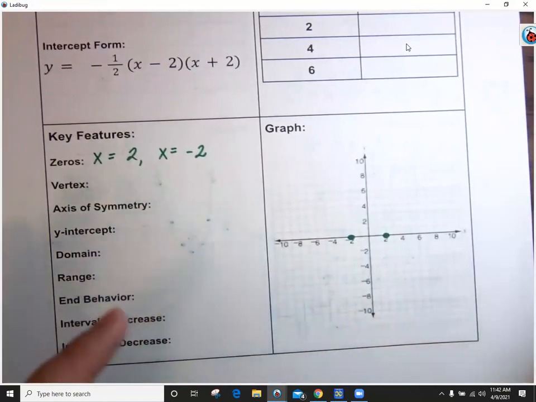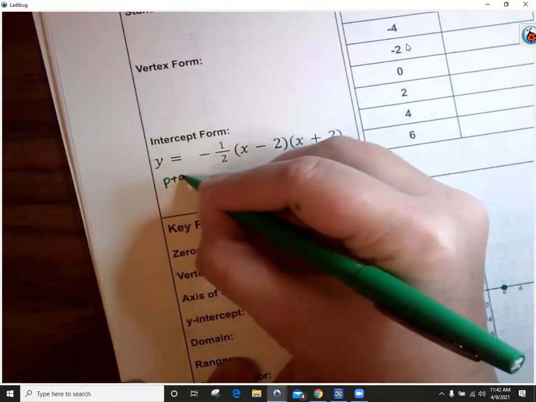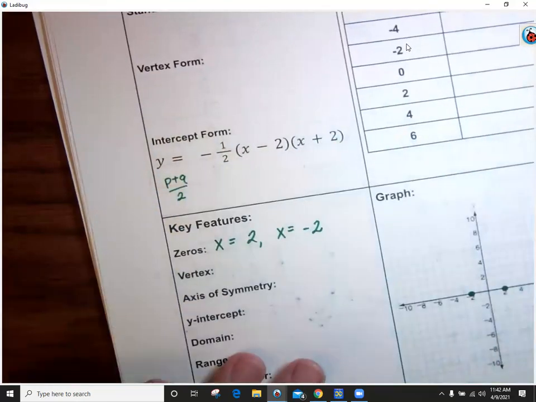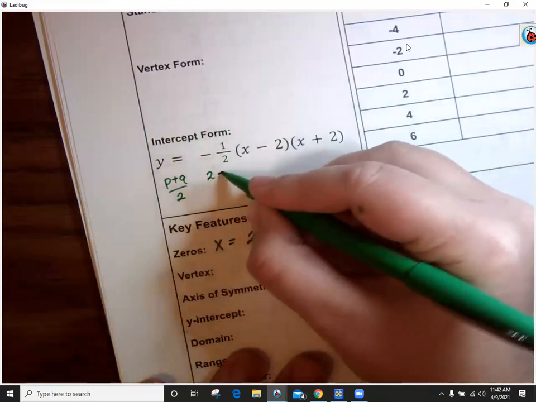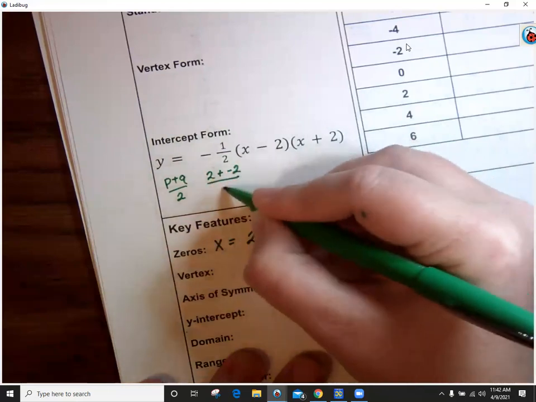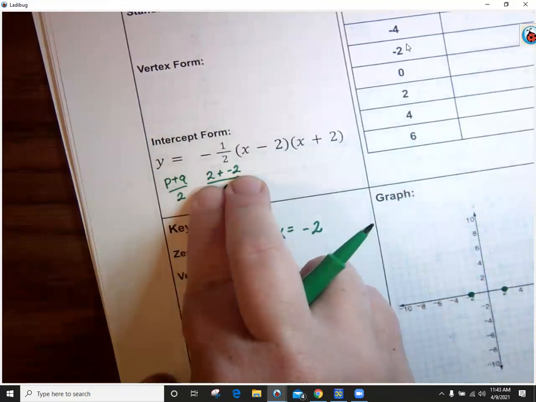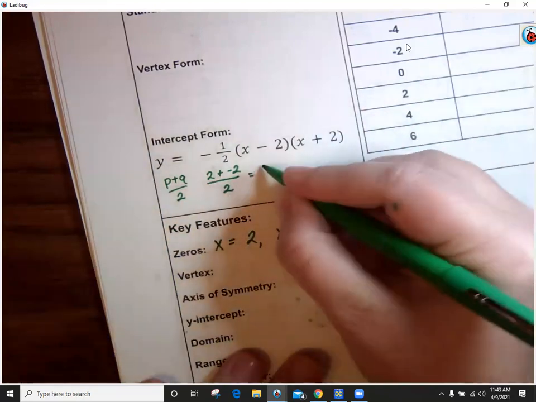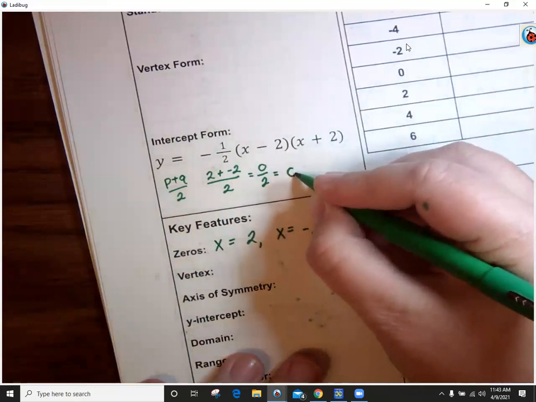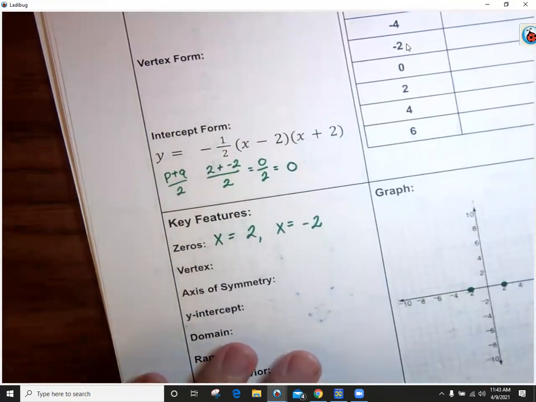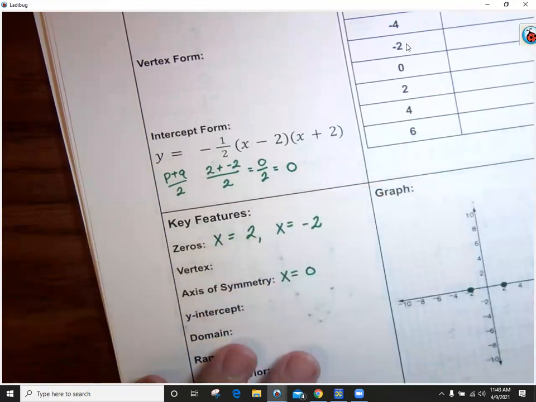To actually calculate the vertex, that's where we would do p plus q divided by 2. And so the p and the q are 2 and -2, p and q. So we would add them and divide by 2. That would be 0 divided by 2, which is just 0. So our axis of symmetry is x equals 0.